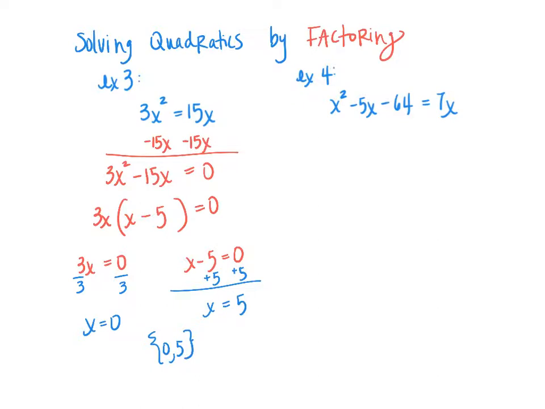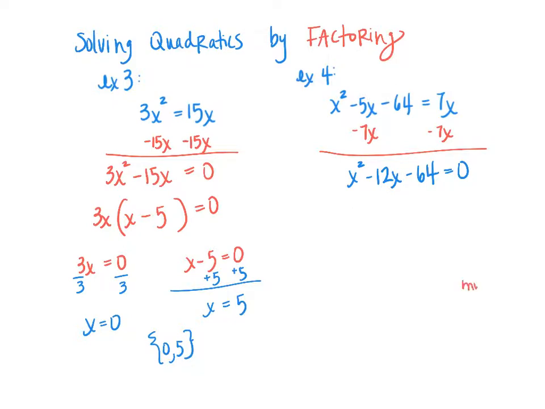Now let's look at example 4. Still, it's a quadratic equation, and one side is not equal to 0. So I'm going to start by subtracting 7x, and that gives me x squared minus 12x, because if I lose 5x and I lose 7 more x, that's a negative 12x. Minus 64 equals 0.